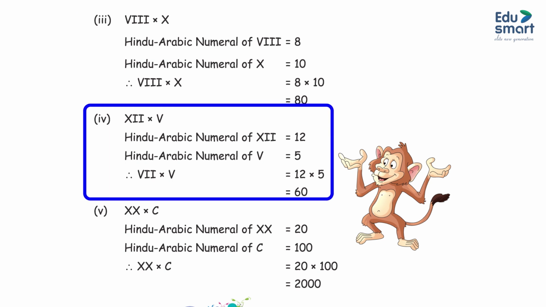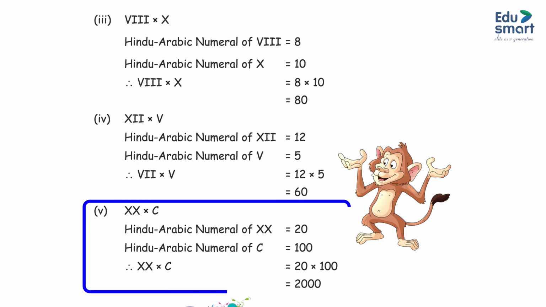4. XII into V. Hindu Arabic numeral of XII is equal to 12. Hindu Arabic numeral of V is equal to 5. So, XII into V is equal to 12 into 5 is equal to 60. 5. XX into C. Hindu Arabic numeral of XX is equal to 20. Hindu Arabic numeral of C is equal to 100. So, XX into C is equal to 20 into 100 is equal to 2000.